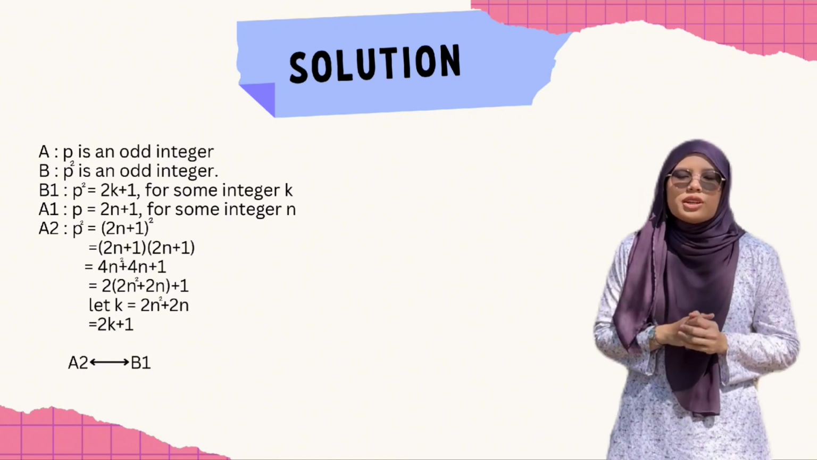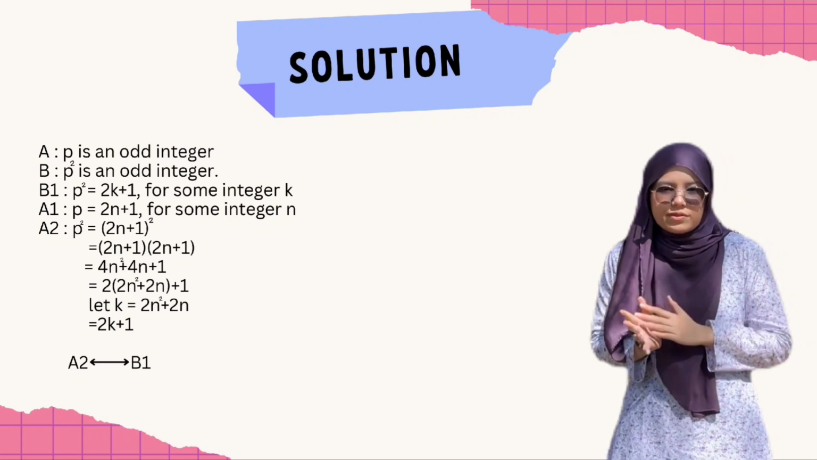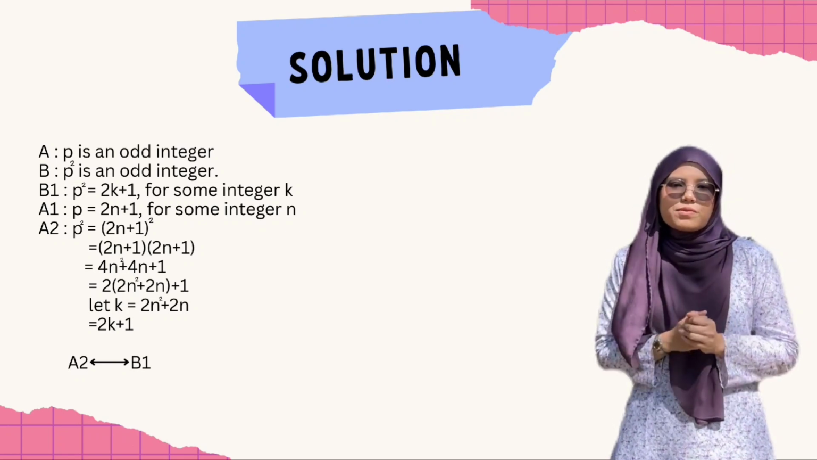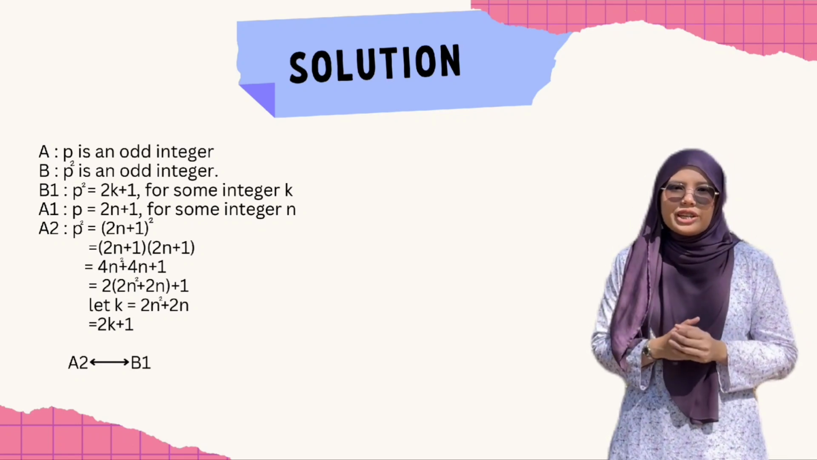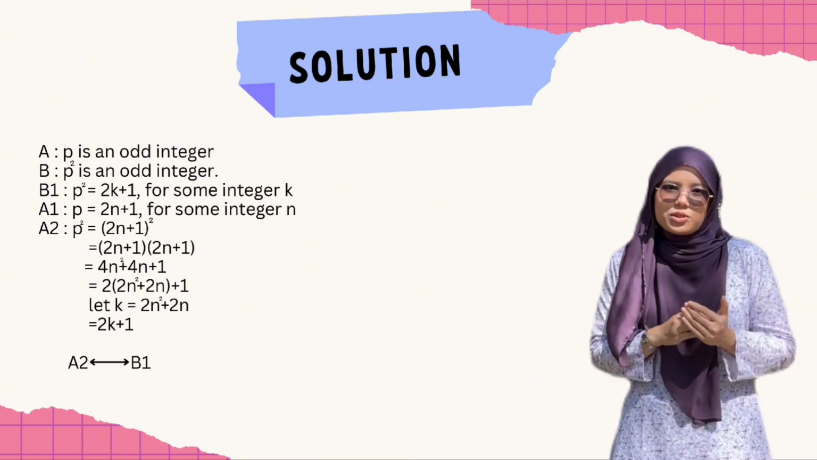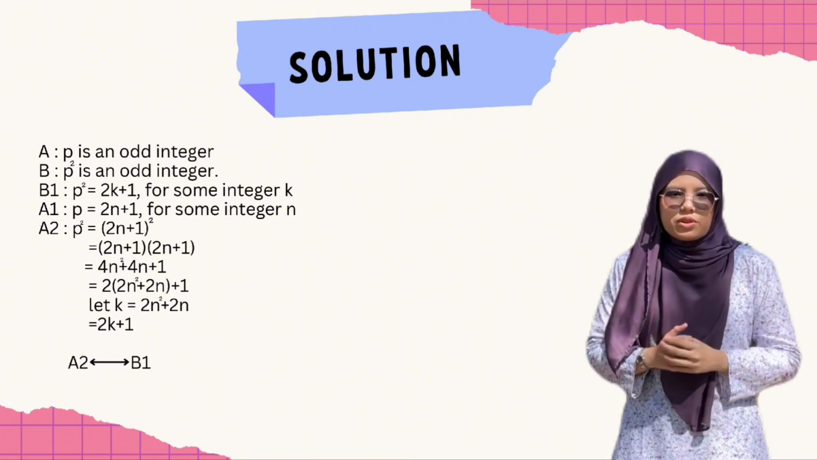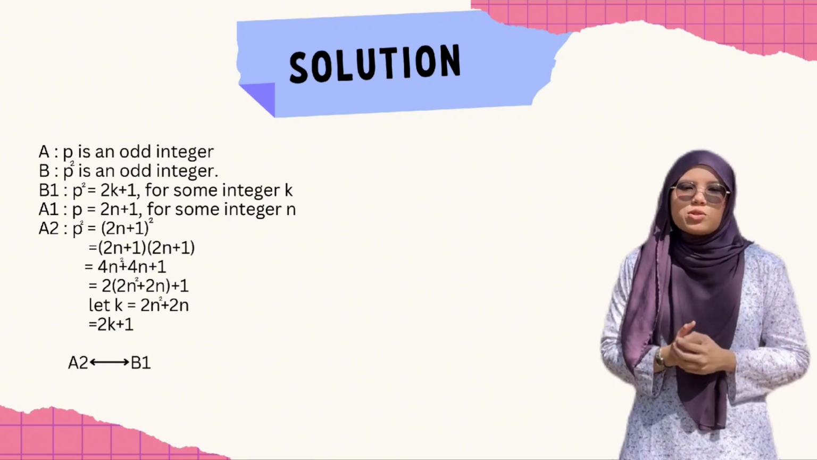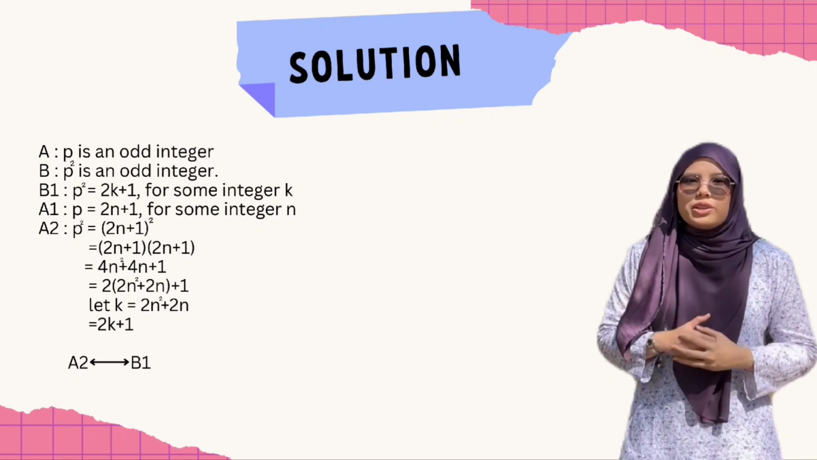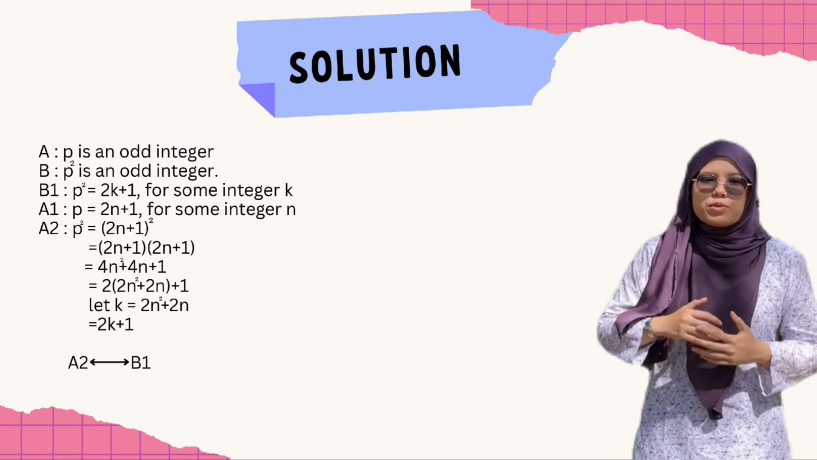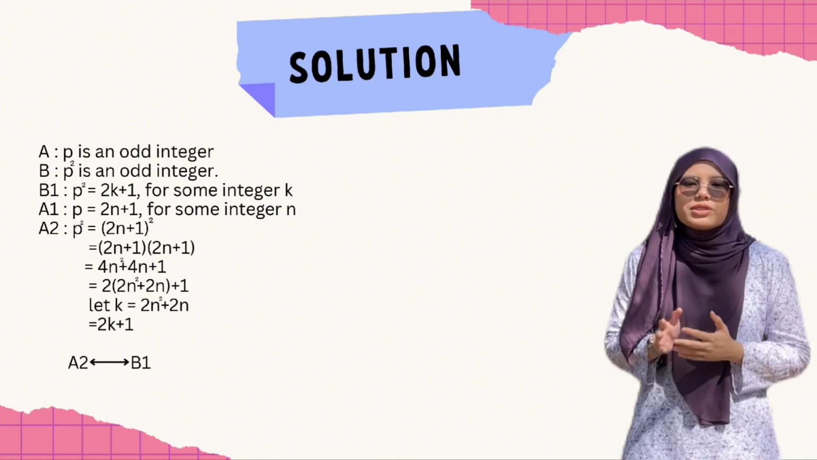Then we square both sides and we get 4n squared plus 4n plus 1. Then we factor out 2 and we get 2 bracket 2n squared plus 2n plus 1. Then let k equal 2n squared plus 2n. Then we get 2k plus 1. Then it is proven that A2 is equivalent to statement B1.